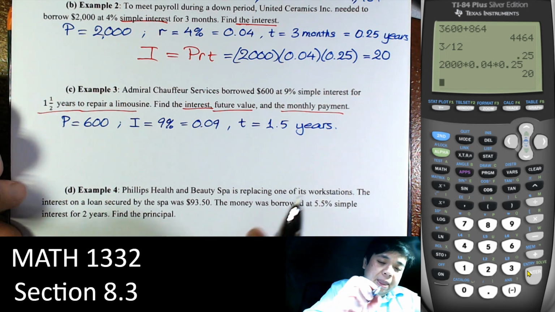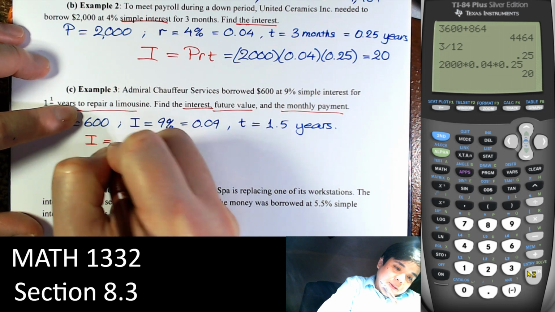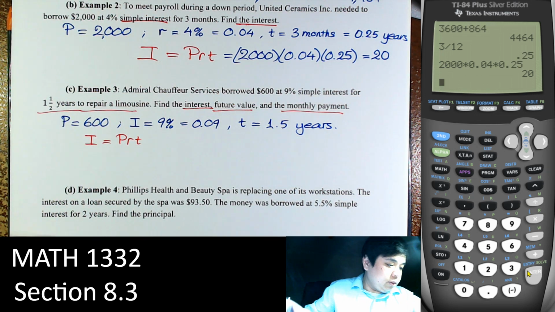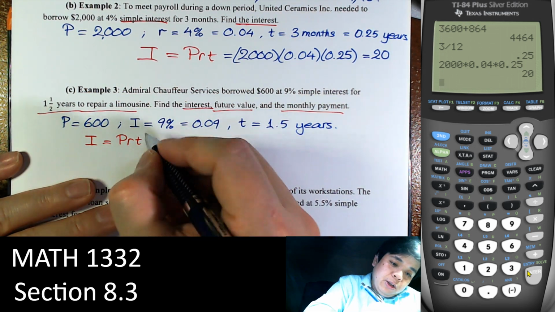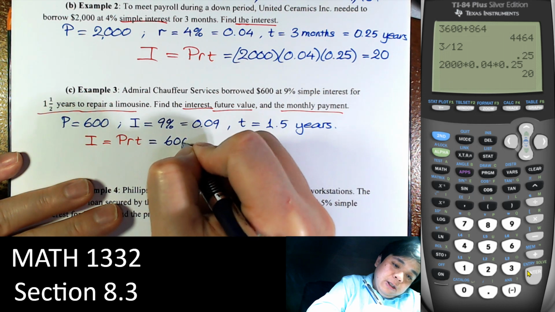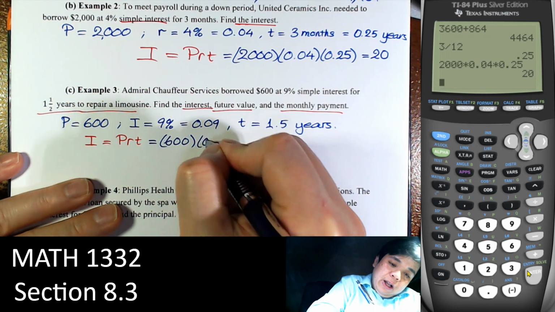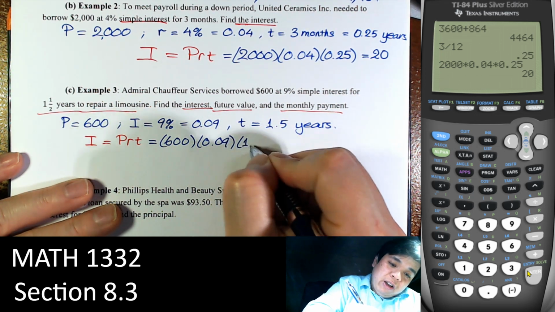Right, now for the interest: the 600 principal, 9% interest rate, 1.5 years.